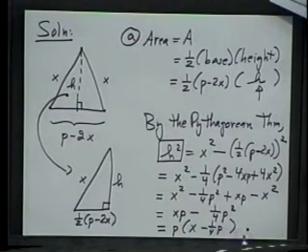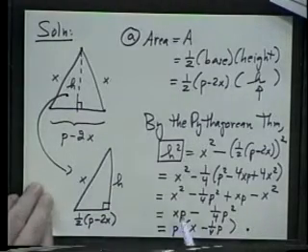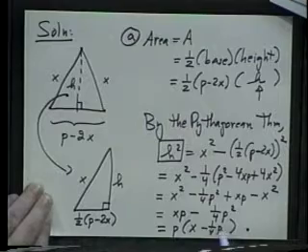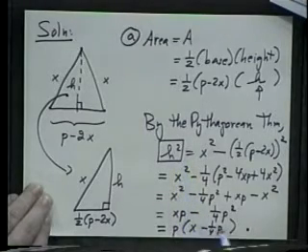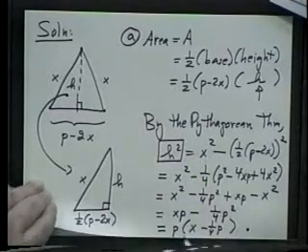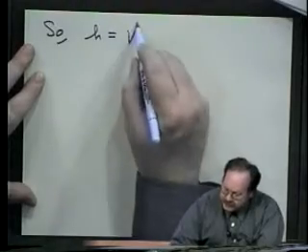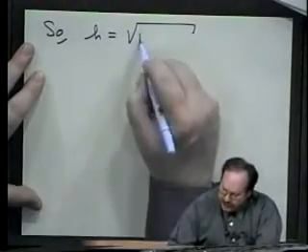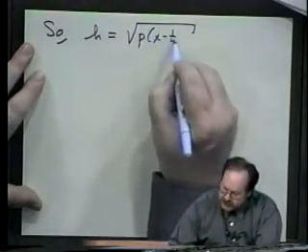And I think it's time for me to move to another page. But if h squared is equal to this, then h, being a length, is equal to the positive square root of this. So let me carry that on to the next page. So h is equal to the positive square root of P times (x minus 1/4 P).